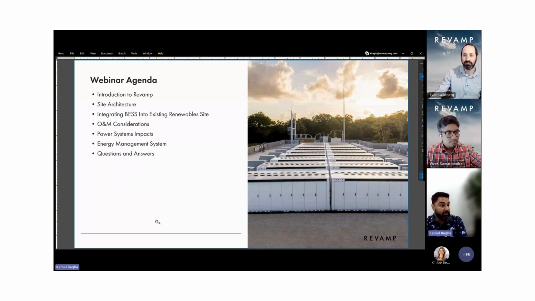So today our team is going to walk you all through key considerations, technical challenges, and best practices for integrating BESS into renewable projects.